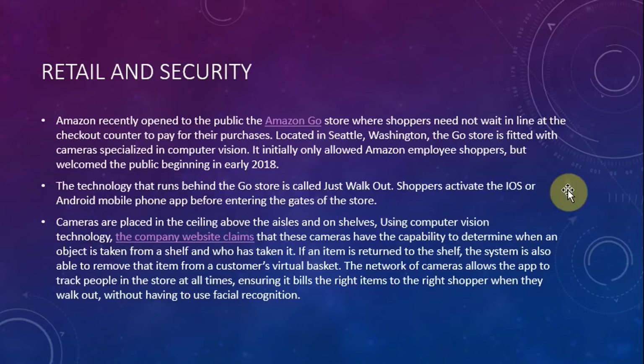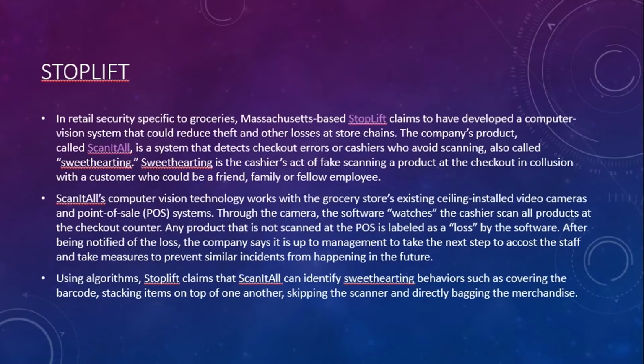So just like how Amazon claimed, they have CCTV cameras that will take pictures, and if someone should take an item from the shelf, the system would track that item, the price and all that, and then it will bill you accordingly. So Amazon is able to do that. And then we look at the idea of Stoplift in retail security specific to groceries.